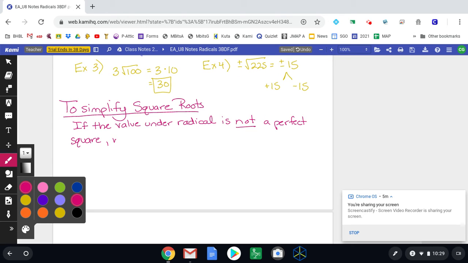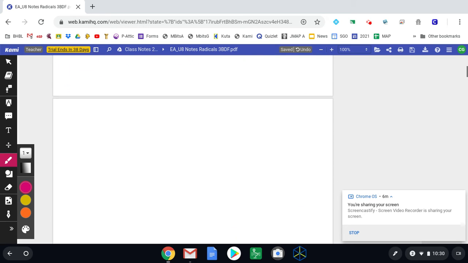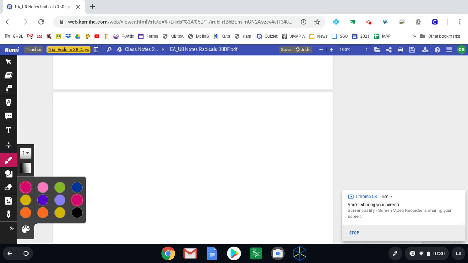we need to write the expression in what we call simplest radical form. So think about it like a fraction, like it's the most reduced fraction that it could be. Okay? So to get this in simplest radical form, all right, so what we'll do is we'll do an example.